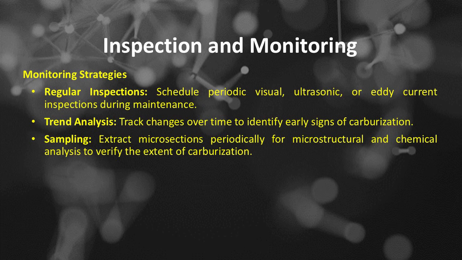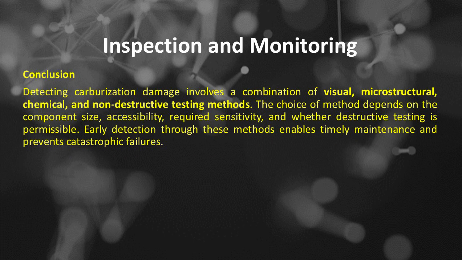Monitoring strategies: regular inspections, scheduling periodic visual, ultrasonic, or eddy current inspections during maintenance. Trend analysis: track changes over time to identify early signs of carburization. Sampling: extract microsections periodically for microstructural and chemical analysis to verify the extent of carburization. Carburization damage inspection and monitoring: conclusion.